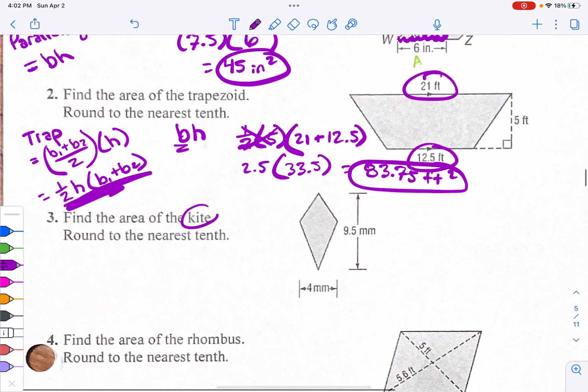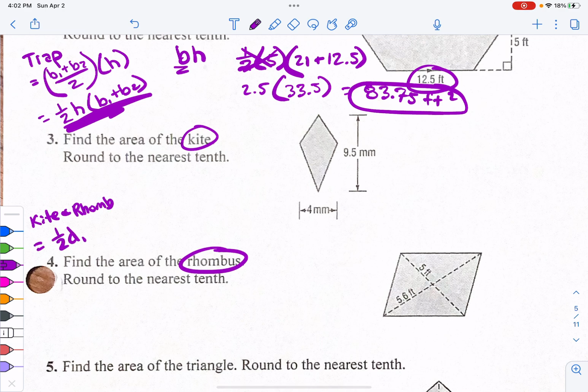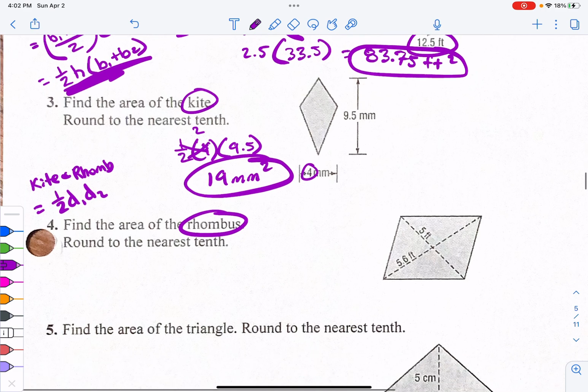Okay. A kite and a rhombus are going to have the same formula. So I'm going to do kite and rhombus. And that is 1/2 of the first diagonal times the second diagonal, okay? And it doesn't matter which one you designate as D1 and D2. So I'm going to put D1 as being 4, because half of 4 comes out really nice, okay? Half of 4 is 2, and 2 times 9.5 would be 19 millimeters squared. So that is that area, okay?